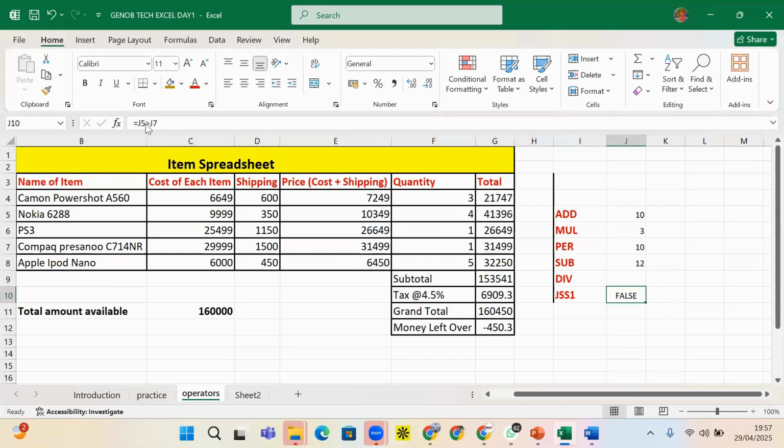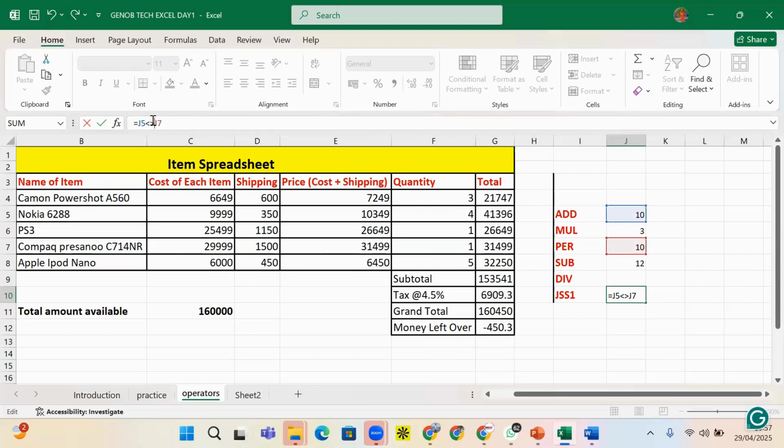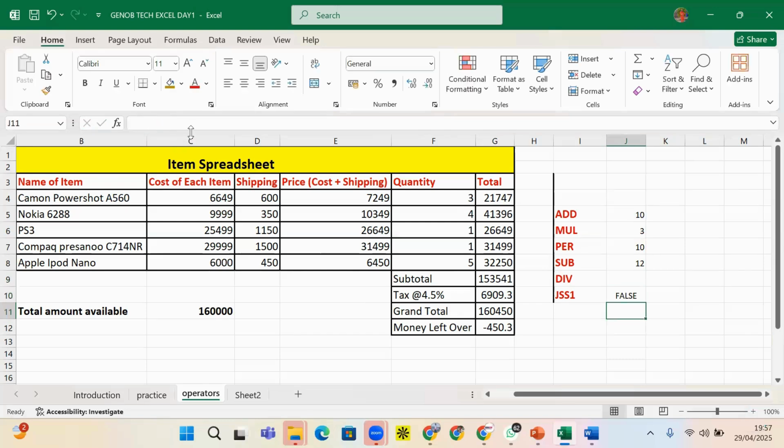So let me use another operator, which is not equal to. This is not equal to, right? It is false. I'm saying 10 and 10 are not equal. Definitely it is false because they are equal. So equal to is the opposite of not equal to, right? So that's comparison operator. If you can think of any that we have not used, please let me know.